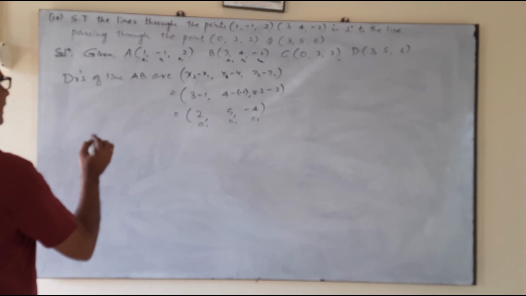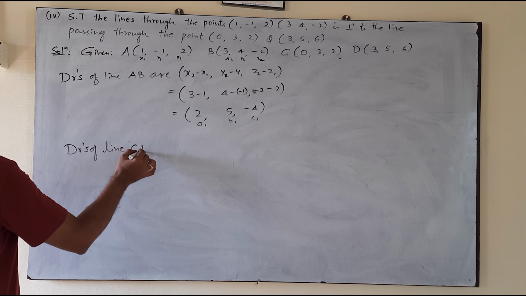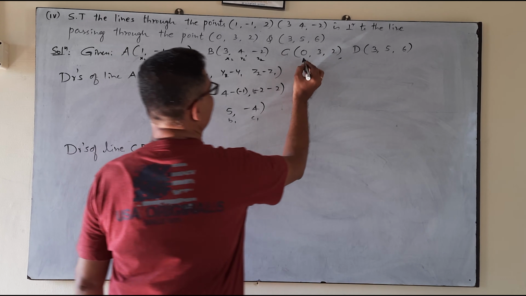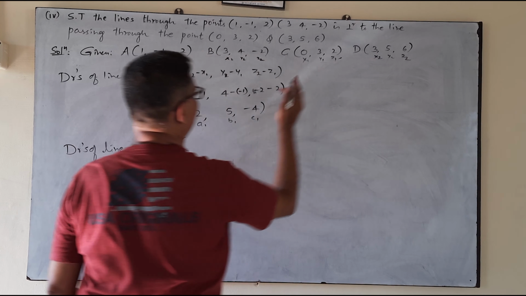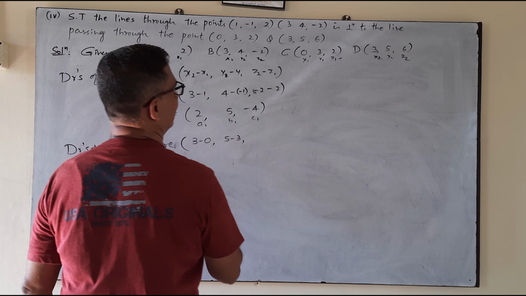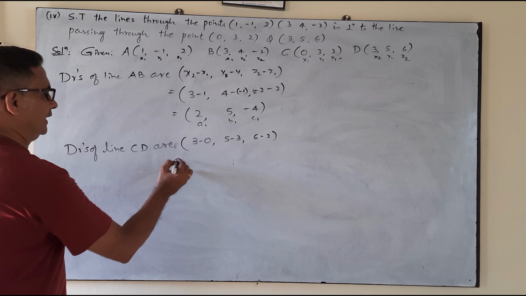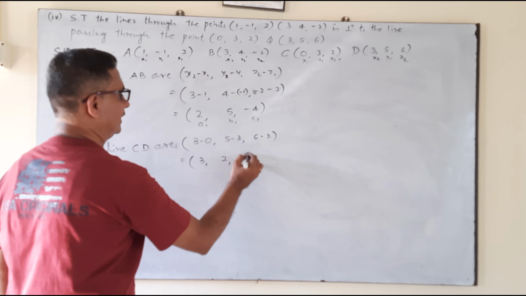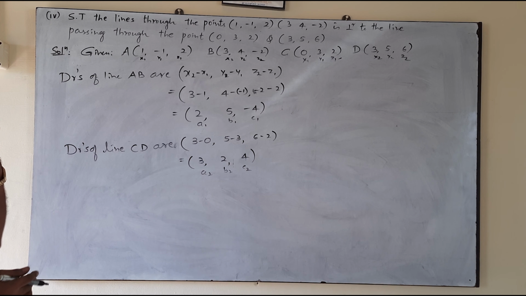We got the point. In the same way, to find the direction ratios of line CD, the same formula. What happens? This is x1 y1 z1, that is x2 y2 z2. x2 minus x1, 3 minus 0, y2 minus y1, 5 minus 3, z2 minus z1, 6 minus 2. That equals 3 minus 0 is 3, 5 minus 3 is 2, 6 minus 2 is 4. This is called a2 b2 c2.